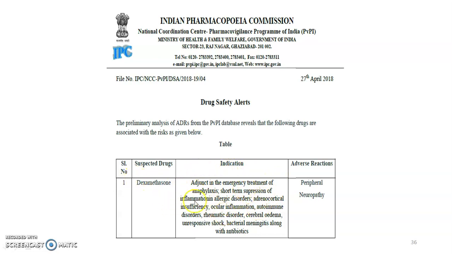But if you use dexamethasone for these indications as a healthcare professional, you need to always monitor whether the patient may or may not develop it. You need to always monitor that peripheral neuropathy is one of the ADRs of dexamethasone.